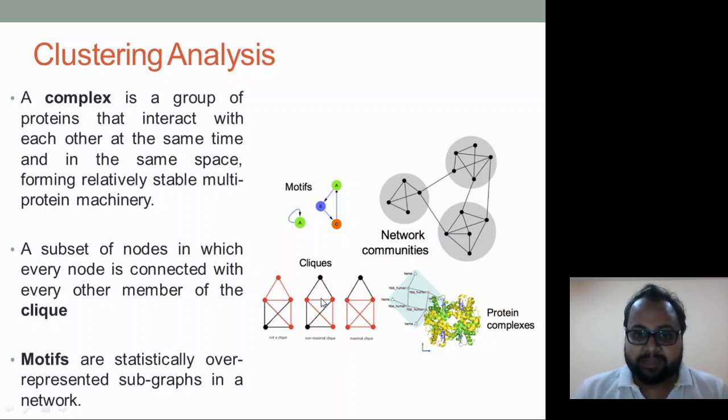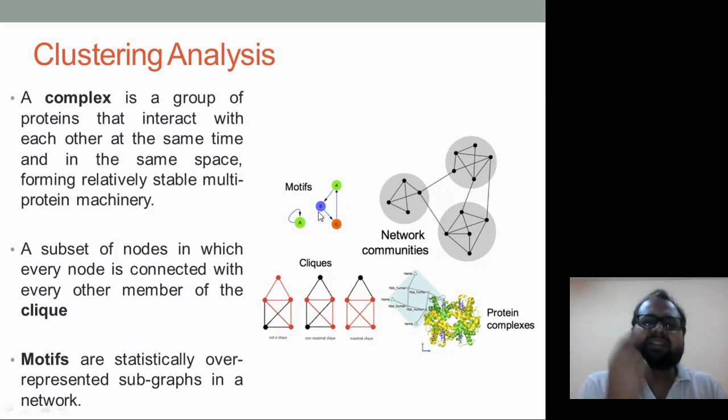Okay, for example, if you look at this one, or this one, each is connected with every other. That's why this thing becomes what we call a clique. A clique is where each and every node is connected to each and every member. Motif is something like this.